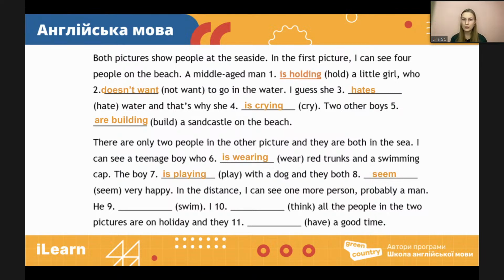In the distance, I can see one more person, probably a man. He is swimming, of course, active verb. I think or am thinking, number 10. I think, я вважаю, я гадаю, all the people in the 2 pictures are on holiday and they have or are having. What about number 11?